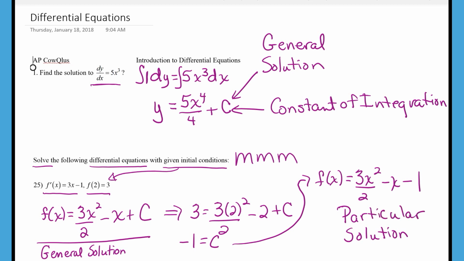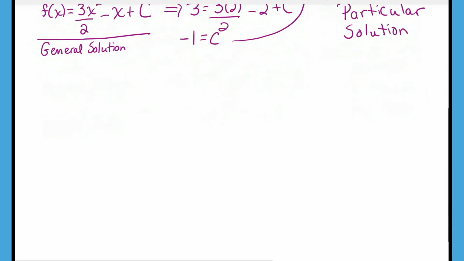If you put this point in, that's your y, so I put the y right there, and the x goes where the x goes in the function. So 2 squared is 4. 4 divided by 2 is 2. 2 times 3 is 6. Minus 2 is 4. Subtract it from 3, you get negative 1. Plug that in for c, and that's your particular solution.